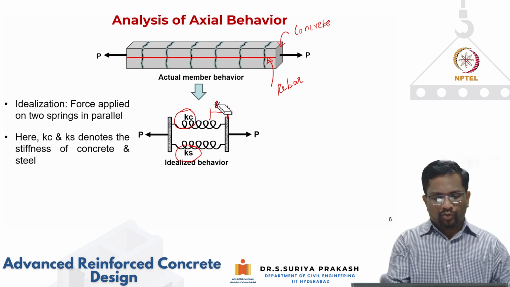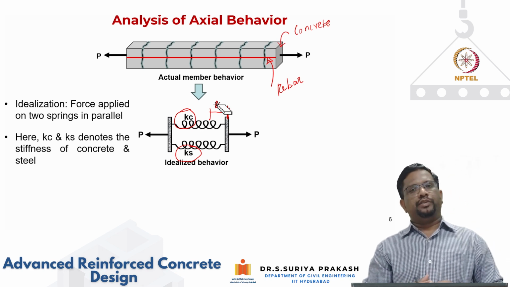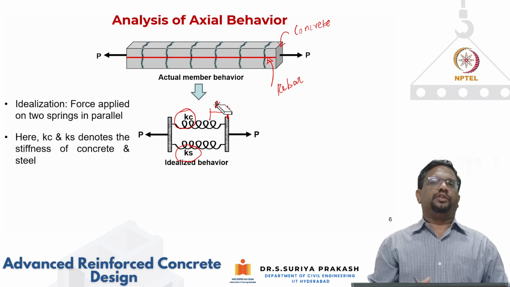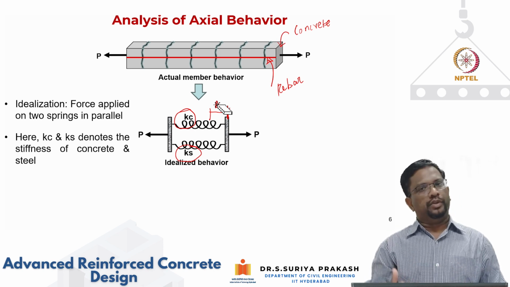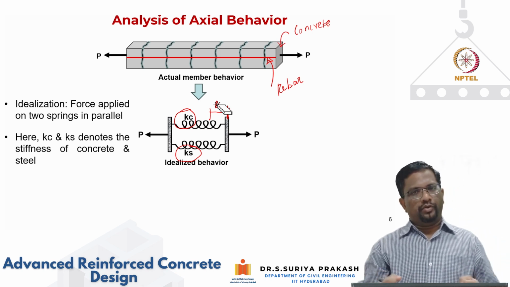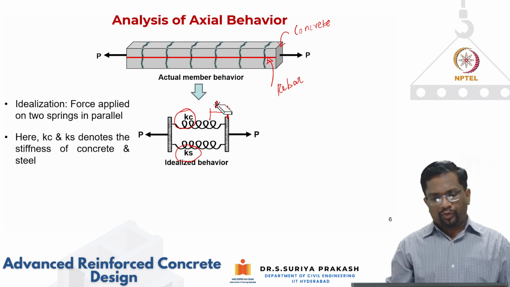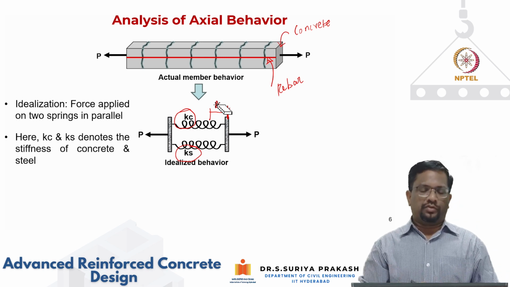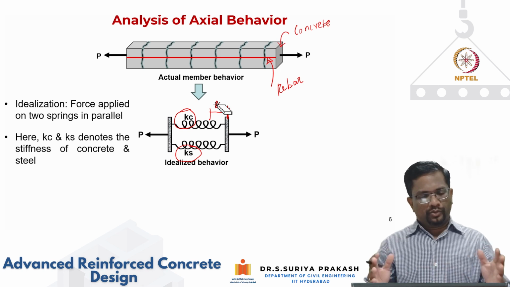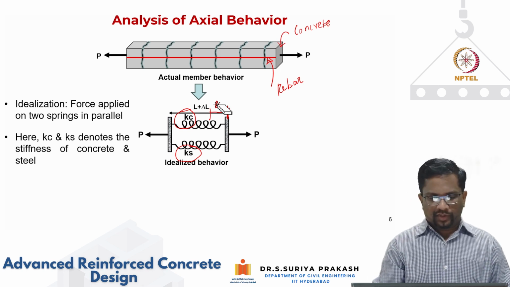Now you see that when I idealize the concrete as a spring with a particular stiffness, of course that stiffness depends upon the area and the elastic modulus of the concrete. And similarly, the steel rebar also has some stiffness. Both of them are undergoing the same amount of deformation. So what does it tell? Under axial loads, they undergo the same deformation. That is one thing that we need to know.